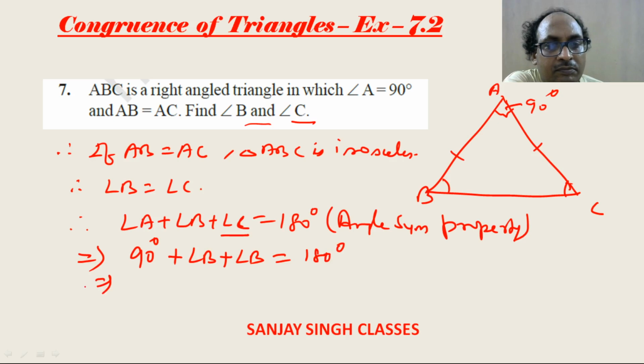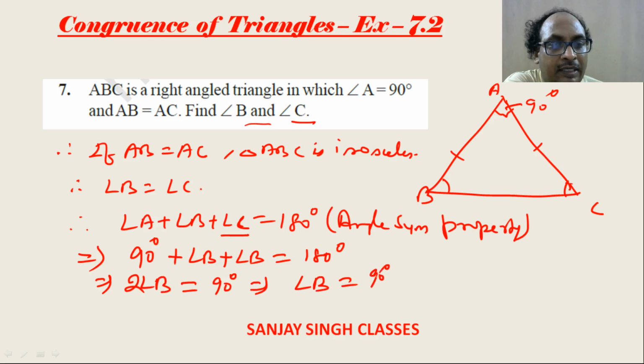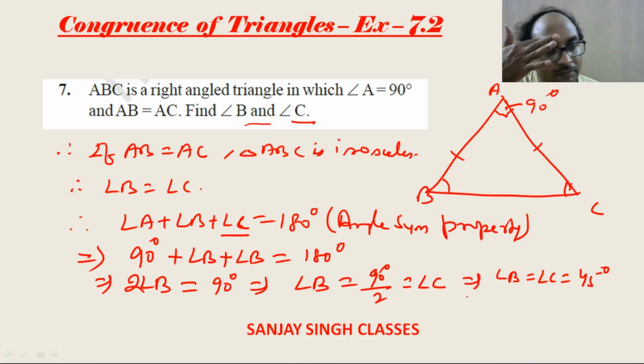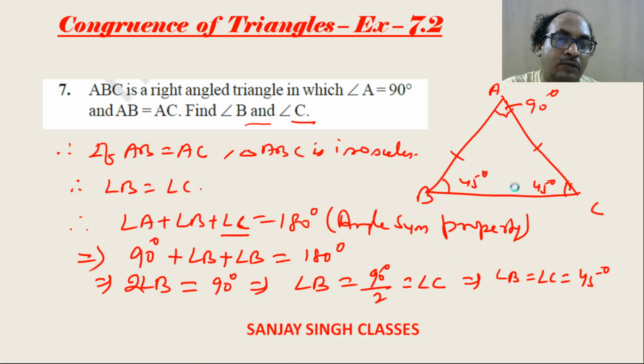Further, 2 times angle B is equal to 180 minus 90, so 90 degree. It gives us angle B is equal to 90 degree by 2, equal to angle C. Therefore, angle B is equal to angle C is equal to 45 degree. So this is 45 degree, and this is also 45 degree.